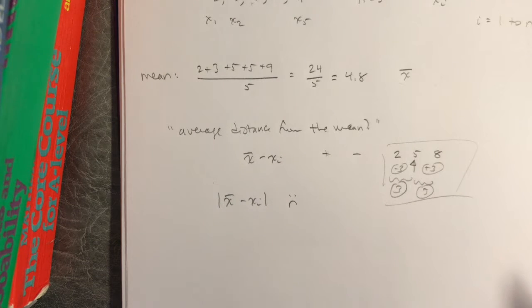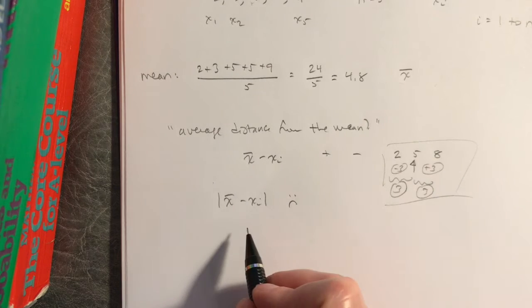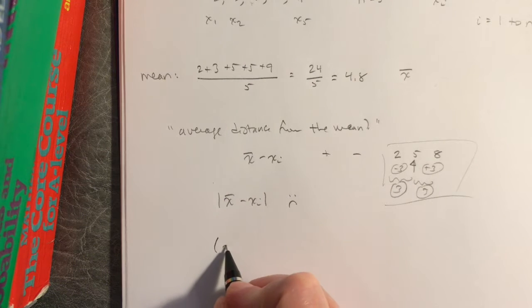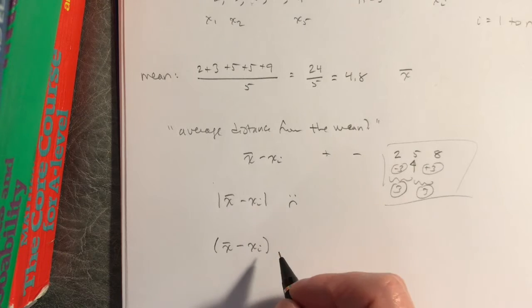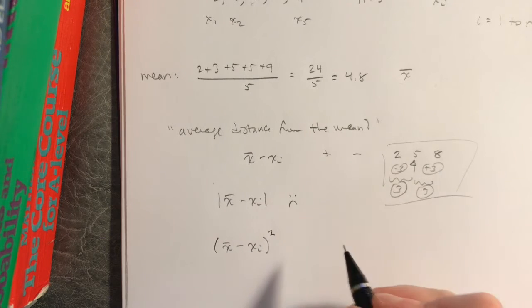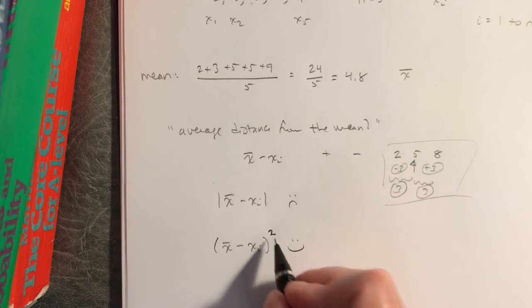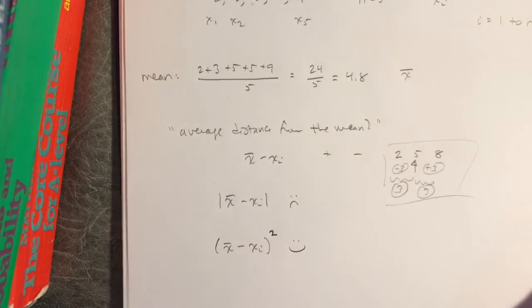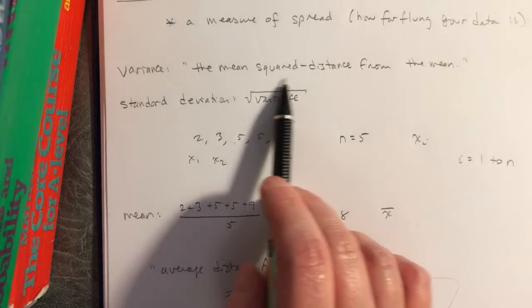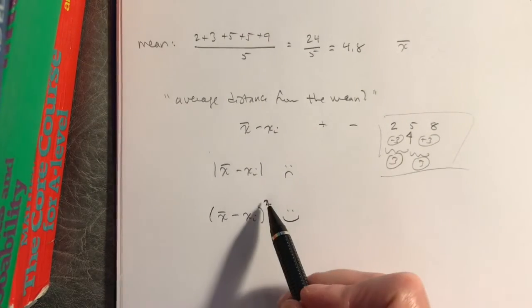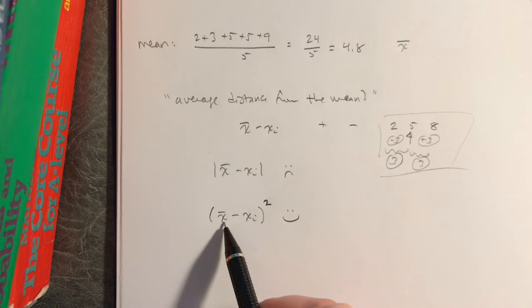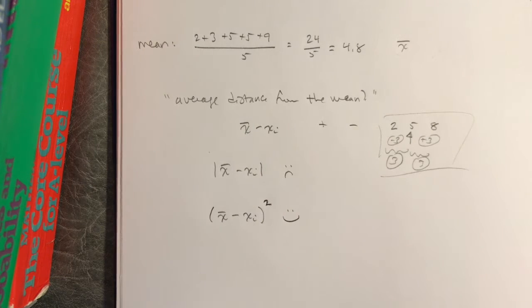Modulus is a real tedium for arithmetic and algebra and all the nice rules we have of algebra. Another way of dealing with negatives, if you're doing a subtraction and you really don't want a negative result, is to square it. And that's what we end up doing for variance. That's what we mean by the squared distance from the mean.